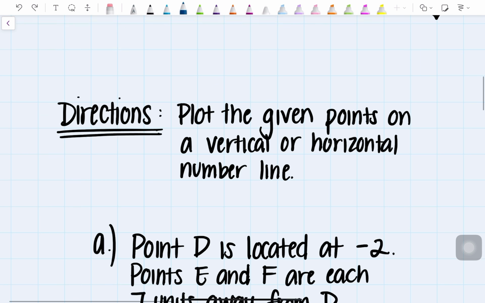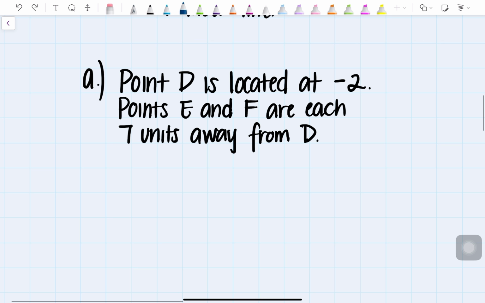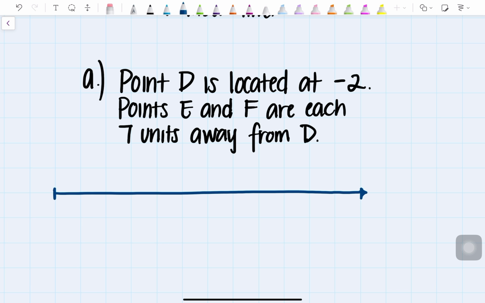Let me see if I can make one big enough to fit everything. If not, we'll just have to do smaller sections here, okay? So let's say in this case, guys, I have -2 in the middle. That is -2, right? And this is point D.